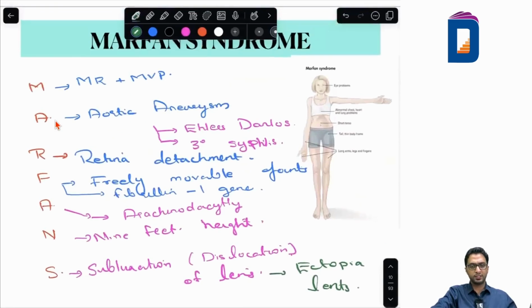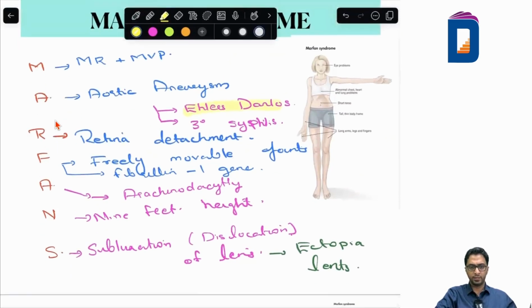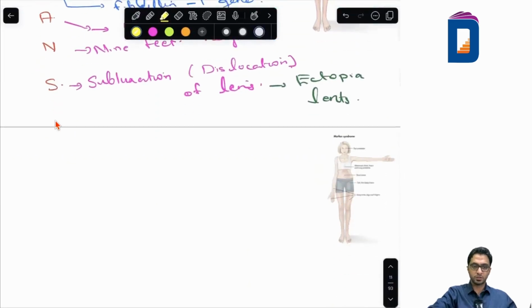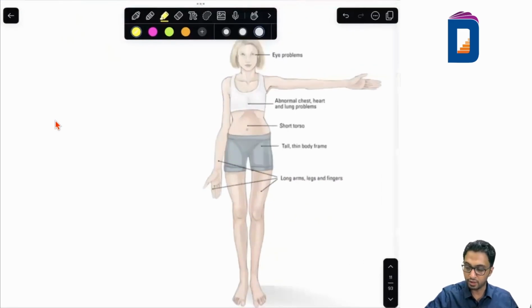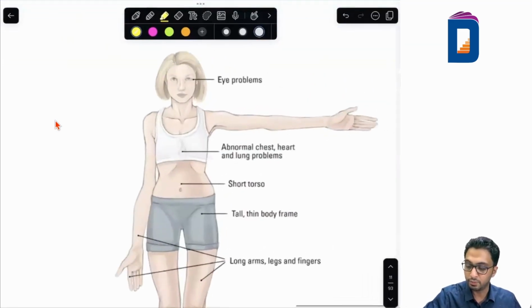Death in patients with Ehlers-Danlos, death in patients with Marfan syndrome, all occurs basically due to aortic dissection. We'll come to that. So these are the major features. Now a little bit more. This is the picture. Very long patient, very tall patient.